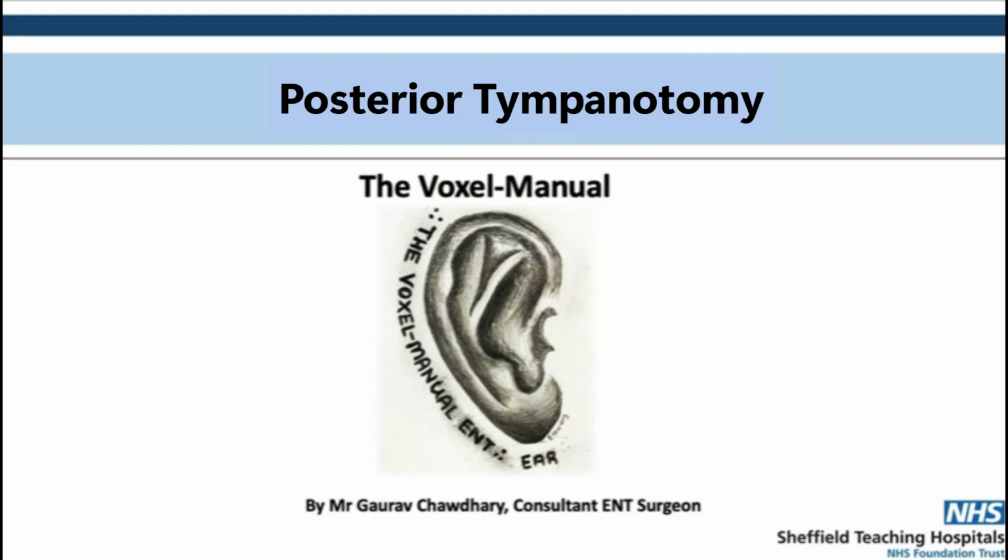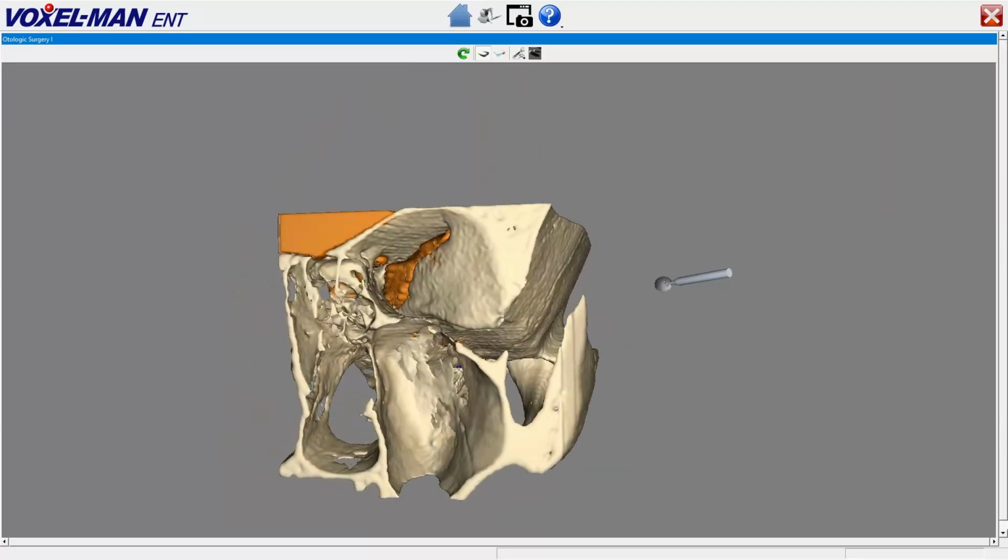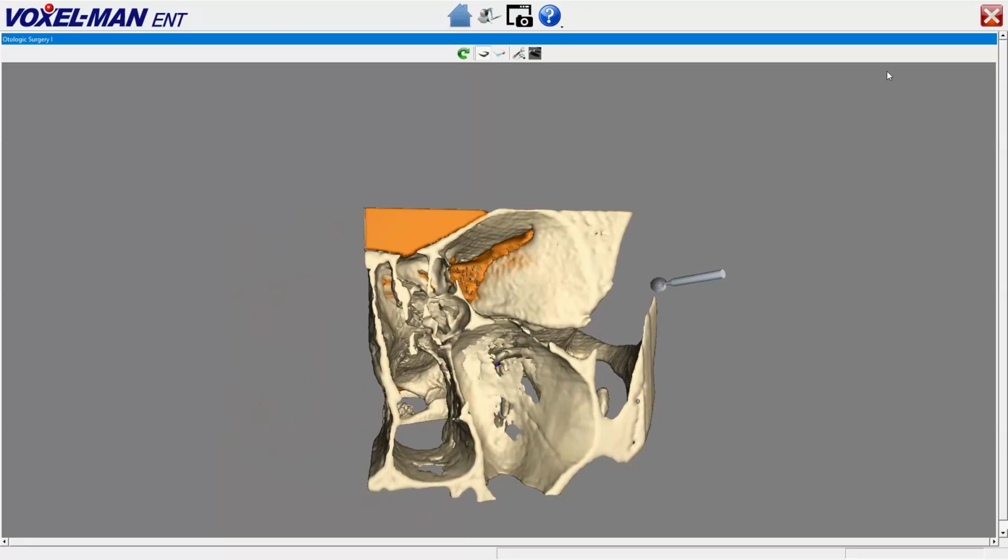Posterior tympanotomy accesses the middle ear space directly from behind. It can also be called a facial recess approach because it opens into the facial recess of the middle ear. It's useful for accessing middle ear disease located in the facial recess and sinus tympani regions.